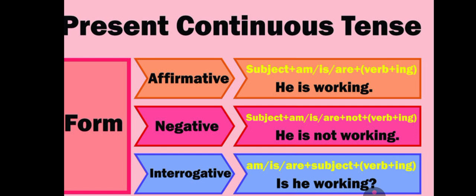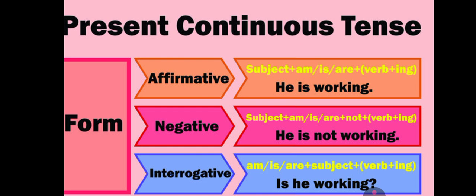Now let's have a recap of the affirmative, negative, and interrogative sentences. In affirmative sentences, you need to use the subject first, then the helping verb, then the ing form of the verb, and the object. He is working. Right here, there is no object. They have stopped the sentence at the main verb. You can add an object as well.